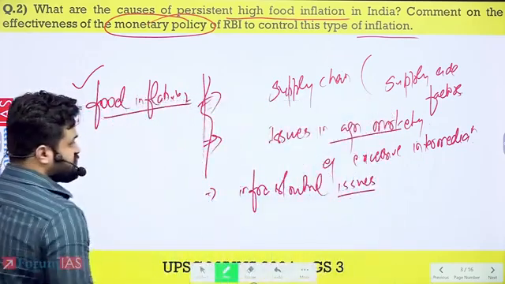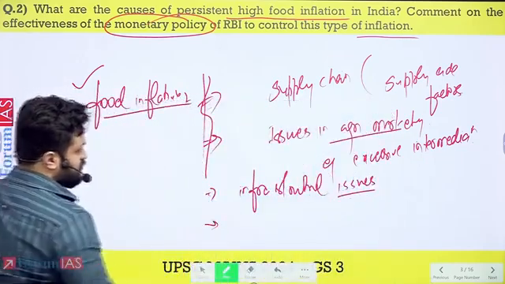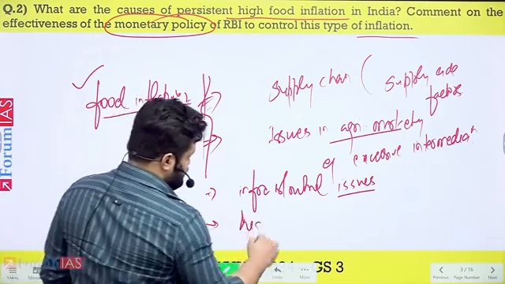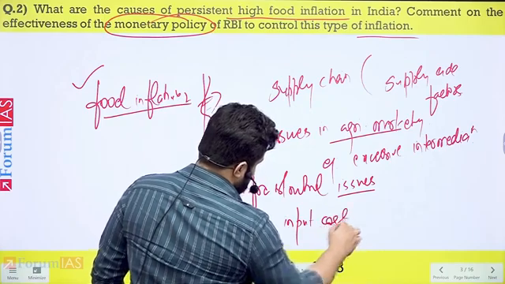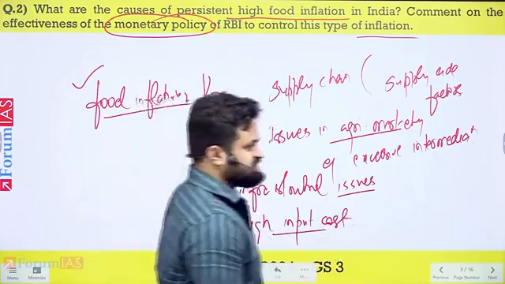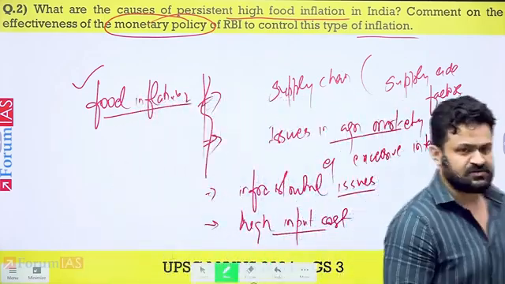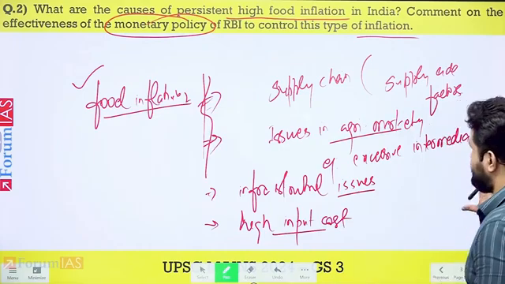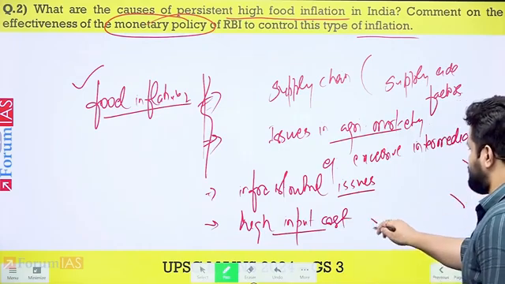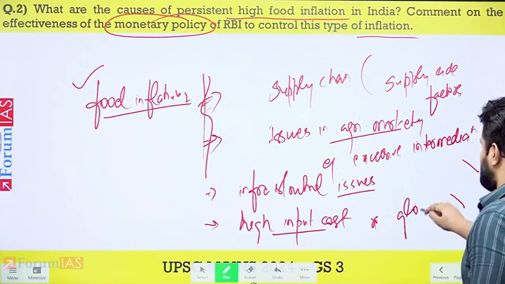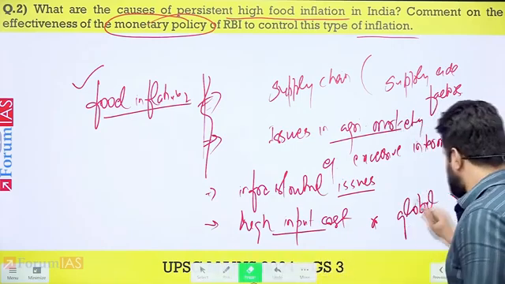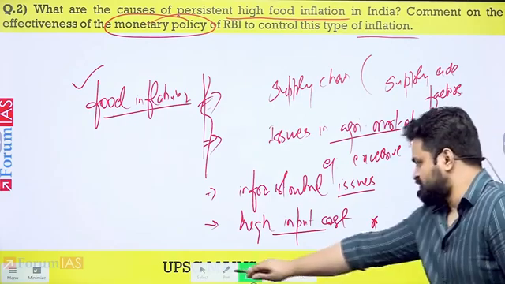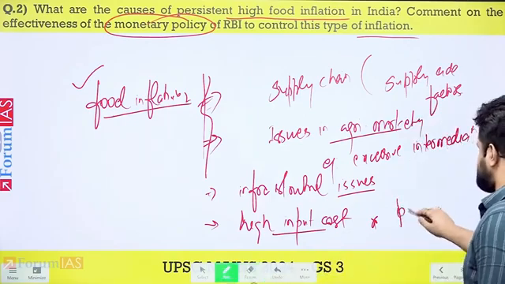Okay, you have also seen the issues of high input cost, for example seeds, fertilizers, and many other inputs. Then you can also include global factors, that is, prices in the international market.